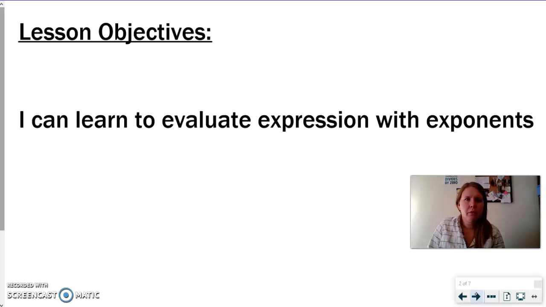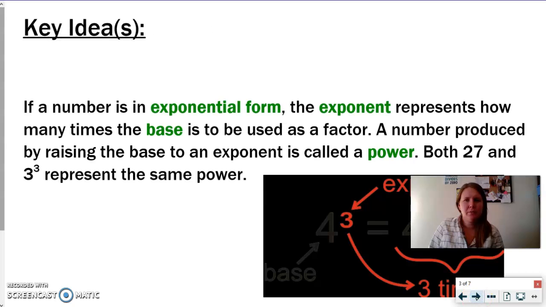So as we get in, we'll go through our objective here. By the end, you should be able to, it says I can learn to evaluate expressions with exponents. This is something we kind of already have talked about when we were talking about order of operations. We talked about how to solve out with some of our exponents as well. But we're going to get into a little bit more tricky situations with exponents within this unit.